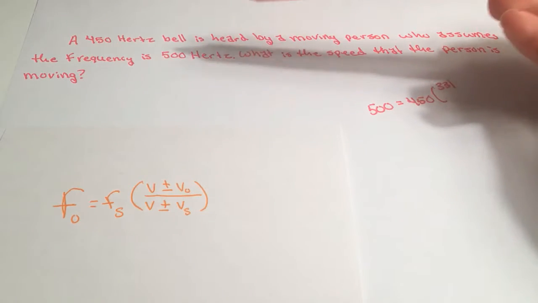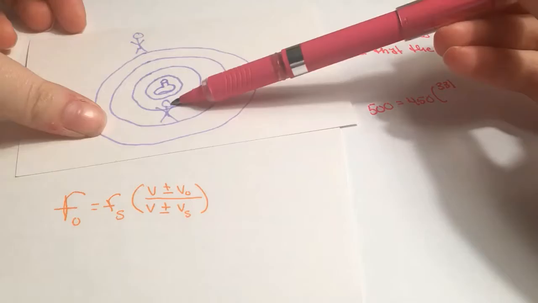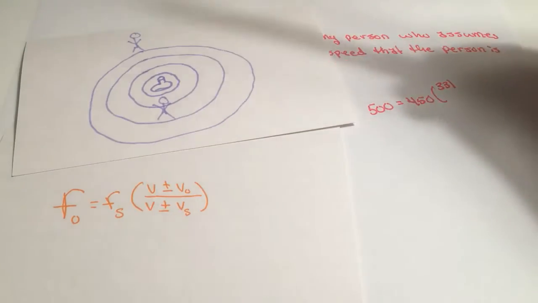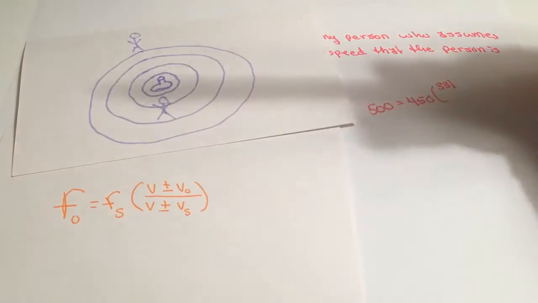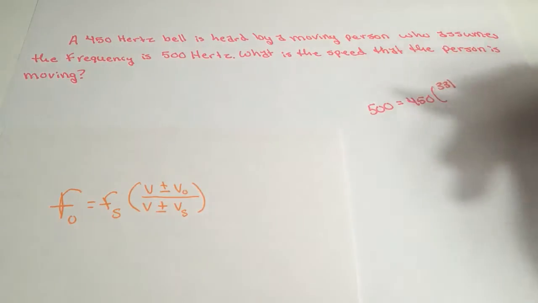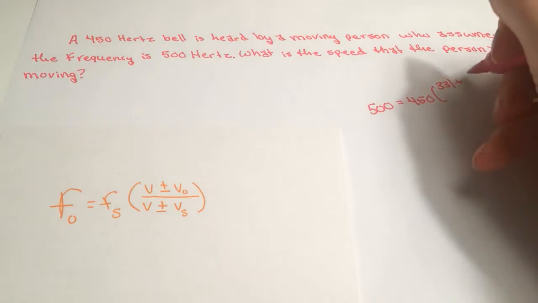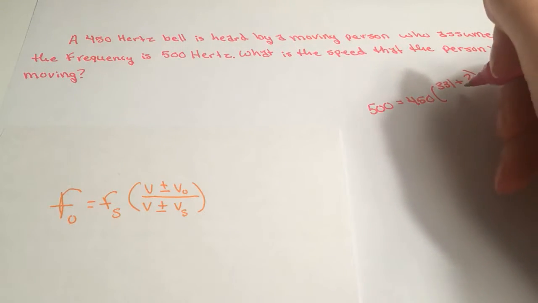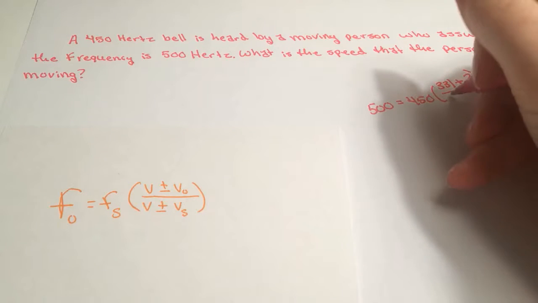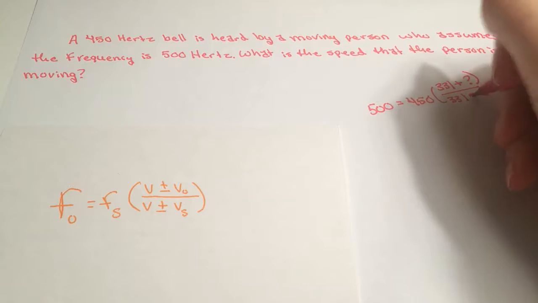Because he hears a louder sound, we need to assume that he's closer to the bell than before. And since he is going toward, or we believe he's going toward, because he's hearing it getting louder, so he's gradually hearing it get closer and closer. So if he's going toward, it's going to be plus on the top. We don't know what he's going at. And then over 331, and we can assume that the bell is not moving, so it's going to be minus.